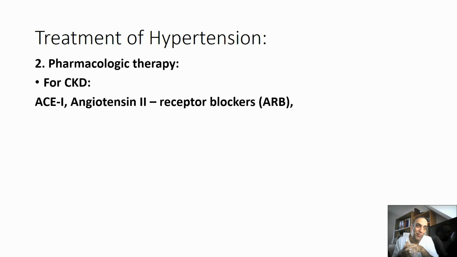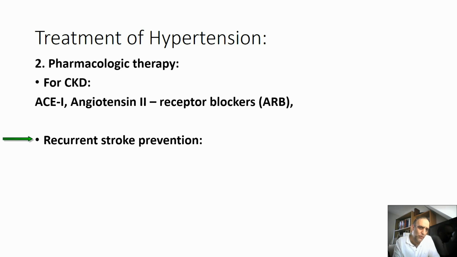It will have a problem because, as you know, the filtration, with the formula we will see later, is directly related to blood pressure. And maybe we use ACE inhibitor or angiotensin 2 receptor blocker, which we mainly use for this system. And for recurrent stroke prevention, if the patient had a stroke and we want to prevent a second or third stroke, we can use ACE inhibitor and diuretics.